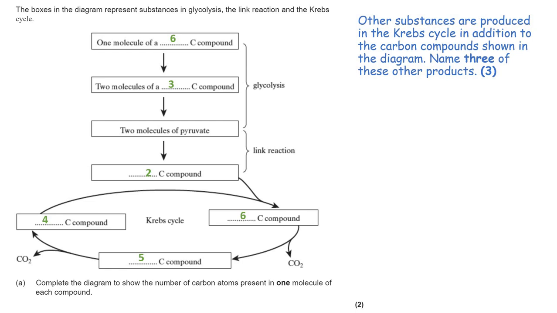Other substances are produced in the Krebs cycle in addition to the carbon compounds shown in the diagram. Name 3 of these other products. So you've got reduced NAD, reduced FAD, and ATP.